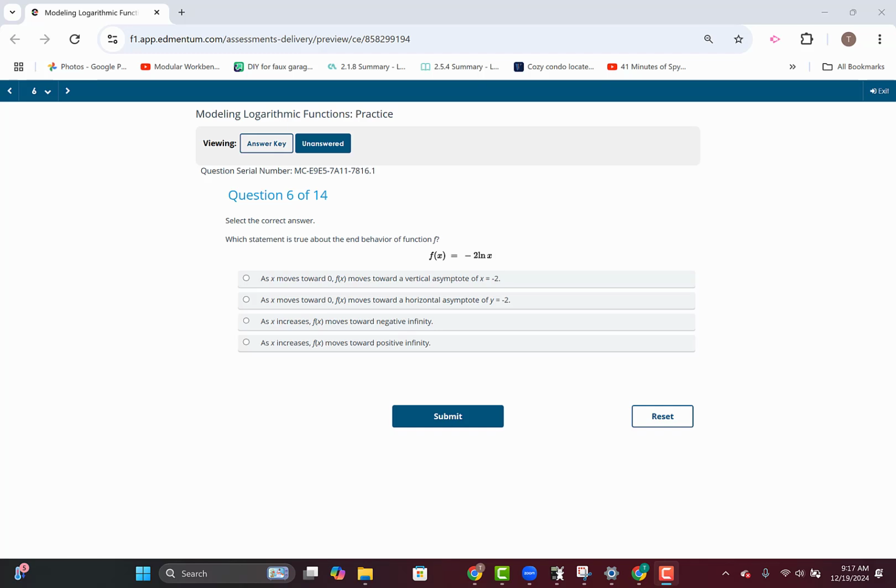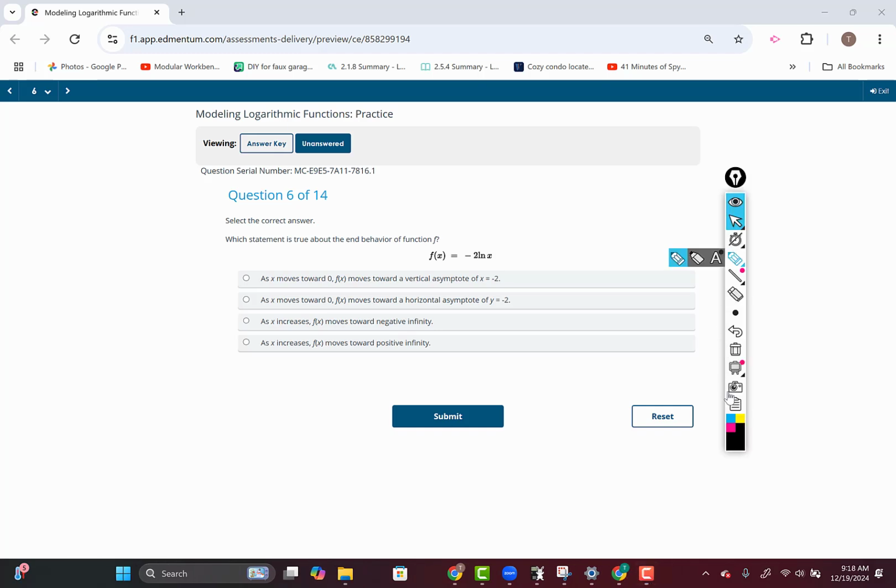Question 6. Which statement is true about the end behavior of function f? F of x equals negative 2 times ln of x. So first off, I'm going to rewrite this problem so that we can clearly identify what the base of this function is.